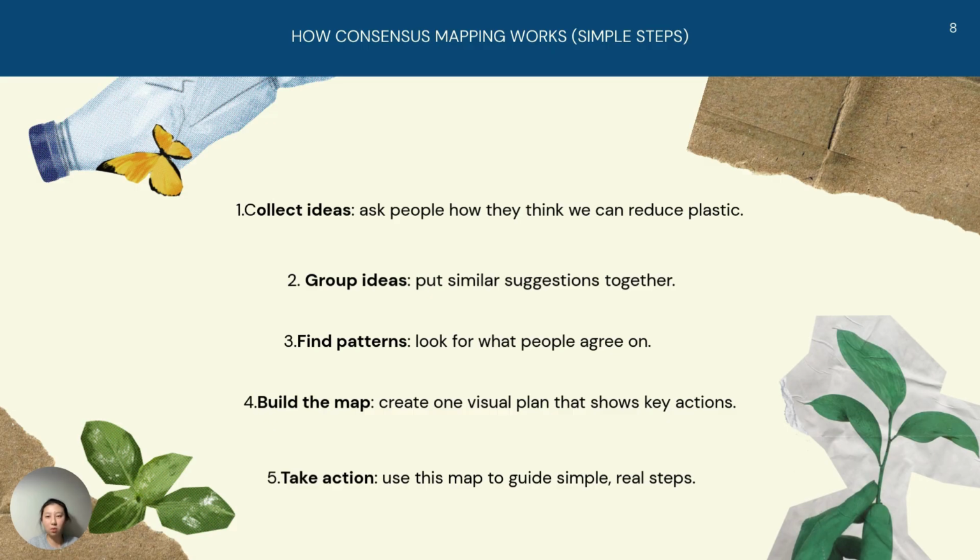The process is simple. First, I collect ideas from people around me. Second, I put similar ideas together into groups. Third, I look for the common patterns, something many people mention. Finally, I use the map to build one shared direction. This method makes complex ideas much easier to understand.